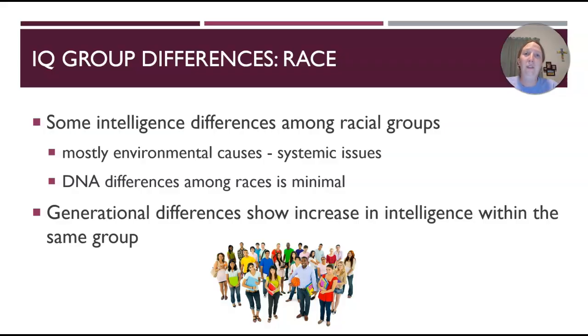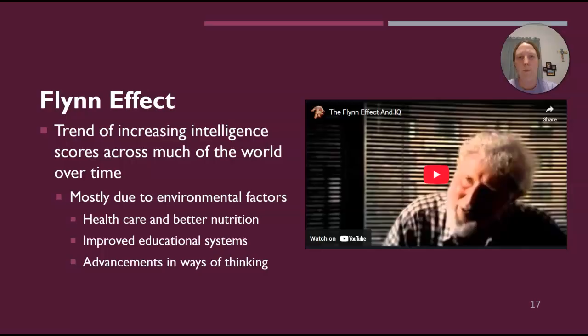So it can be very difficult to directly isolate, control, pinpoint, and run experiments on race and its direct impact on intelligence. We do see across time that generational differences show increases in intelligence within the same group of people. So, in a nutshell, we see intelligence grow across time, from grandparents to parents to children, and so on. More on that in a moment.